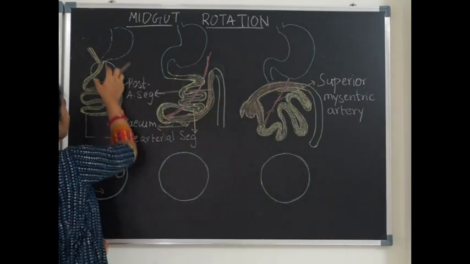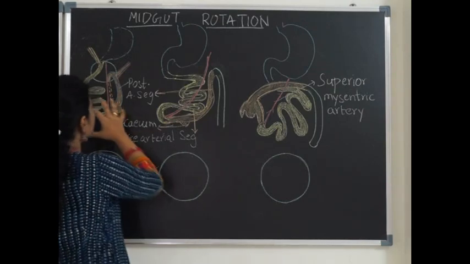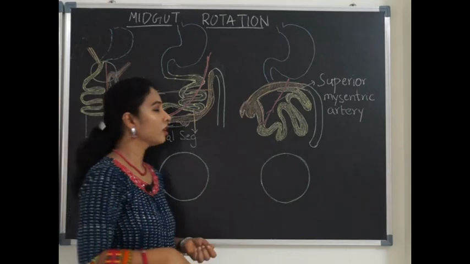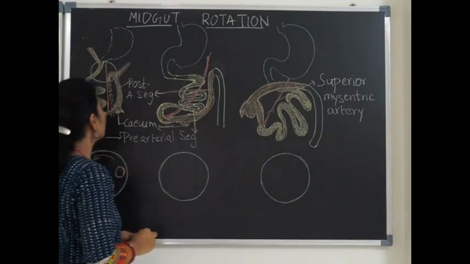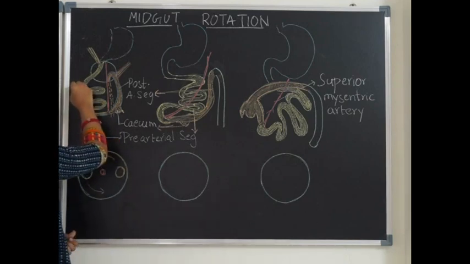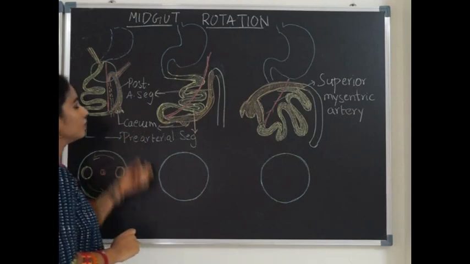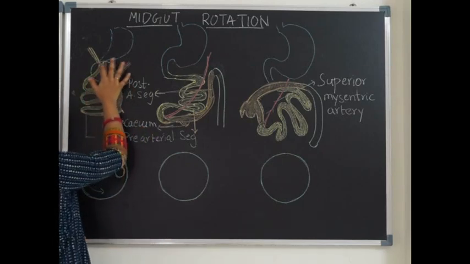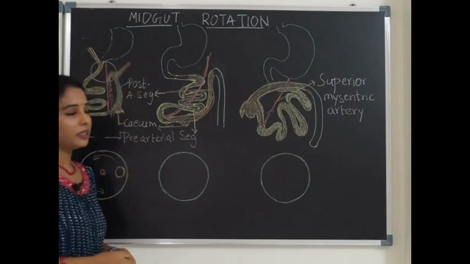The umbilical opening is quite small when compared to these intestinal loops. These intestinal loops have grown enormously and cannot involute at a stretch, so it happens in a step-by-step manner. First the pre-arterial segment starts involuting, and the cecum is like a neutral observer which guides the rest of the midgut loops to go inside the umbilicus.